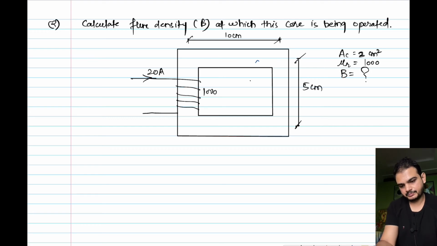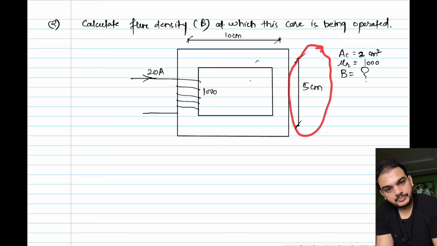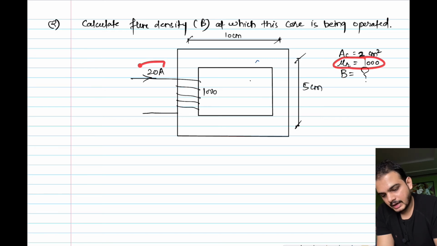Okay, so the mean length is given, and the mean width is given. Then the area of the core material is given in centimeters, the mu r value is given, then I is given, and the number of turns is given. They are asking us to calculate B.